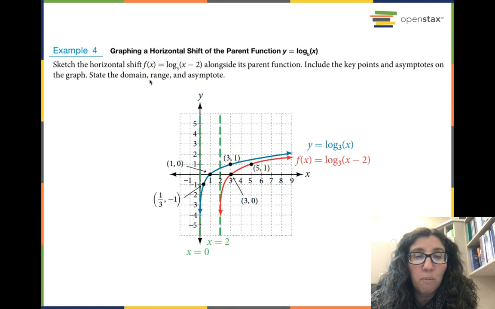So let's see, the domain used to be 0 to infinity. Now the domain is going to be 2 to infinity. The range hasn't changed, and the asymptote moved from x equals 0 to x equals 2.